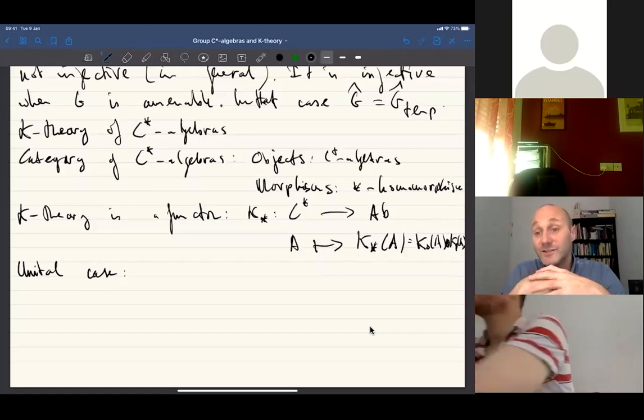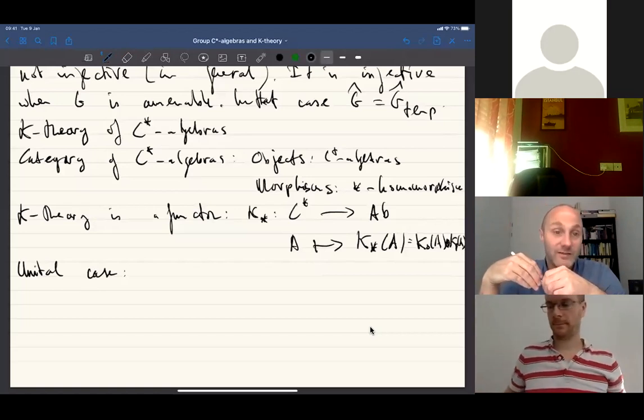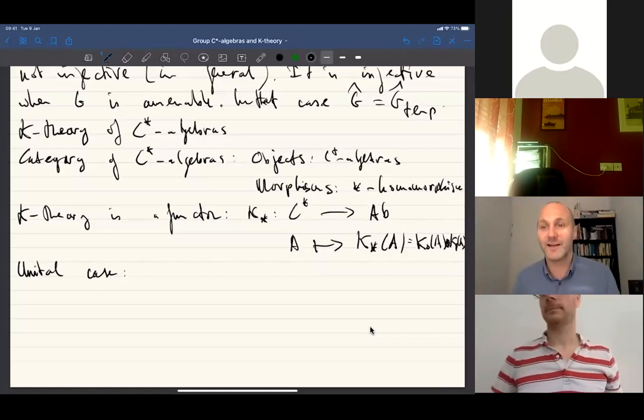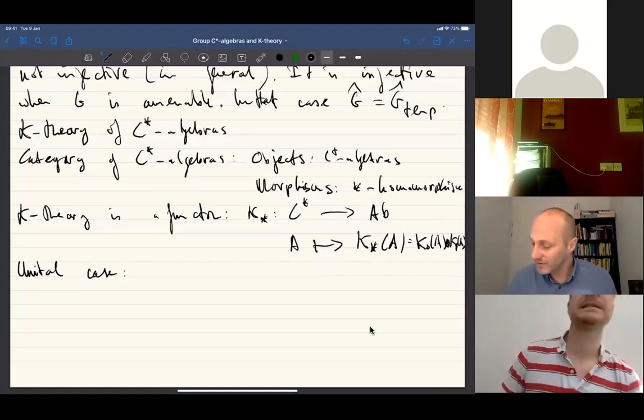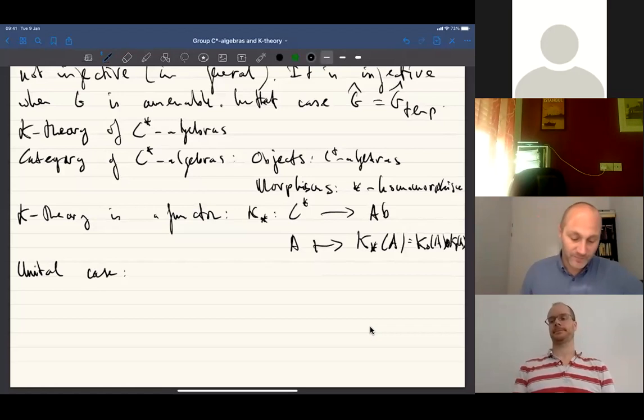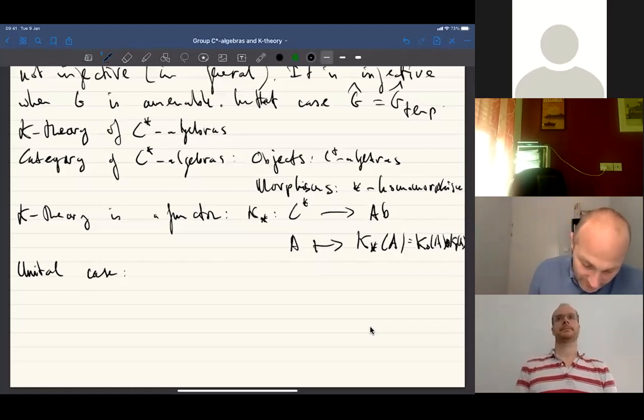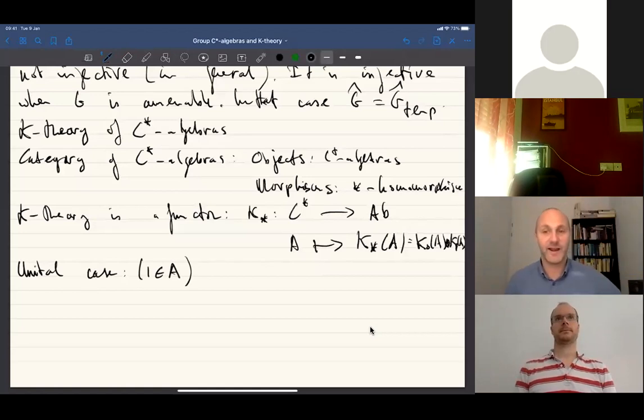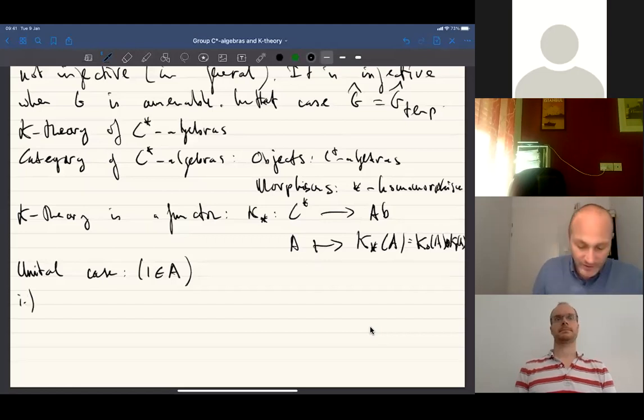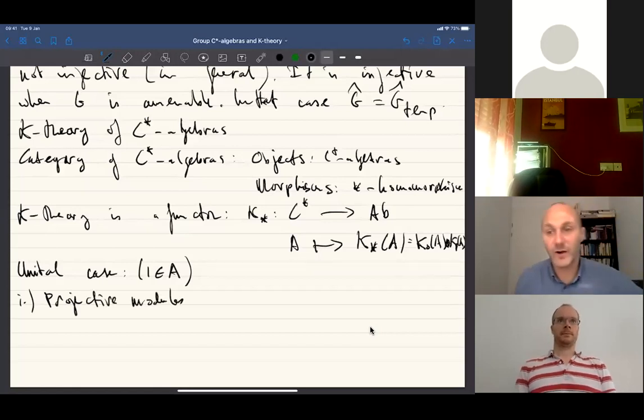K-theory is most easily described when the C-star algebra in question does have a unit, so I'm going to do that first and then indicate how we deal with the non-unital case. So I'm assuming for now that A has a unit. And then the first description of K-theory goes through projective modules. So this is a purely ring theoretic description.